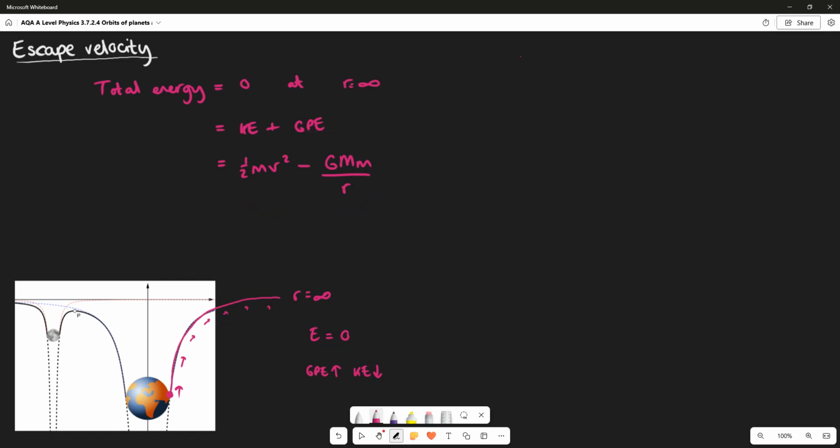If we rearrange this, recalling that this is equal to 0, and rearrange for velocity, we get the escape velocity, which is the velocity required to escape the Earth's gravitational well and arrive at r equals infinity with 0 energy left. It is equal to the square root of 2 big G times the mass of the planet you're escaping divided by the radius that you begin at, from the centre of the Earth.